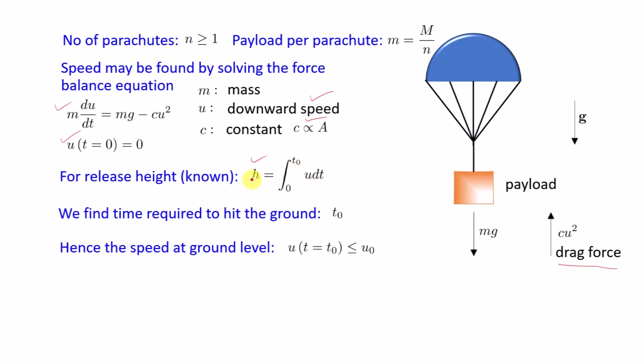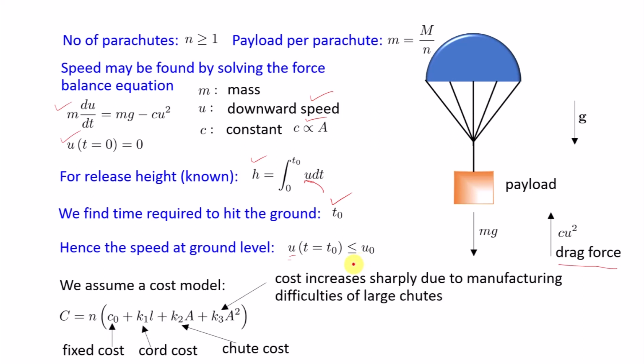The integral of u dt, that is the release height. We can find the time required to hit the ground from this, and this t0 can be calculated from this integral. Then once we know the t0, the speed at ground level will be u. U will be solved from this equation at t equals t0. It should be less than or equal to u0. That is the requirement for us. We have solved this problem before. We know how to solve it. So that is not a problem for us.